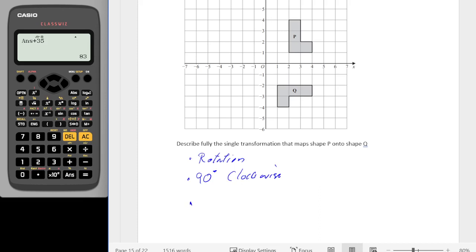You can use tracer paper for this if you struggle to spot it. So if I imagined it was the origin, that point there is currently 2 to the right, 1 up, so that would become 2 down and 1 to the right, so that would work. So it's about the origin, or about the point 0, 0.